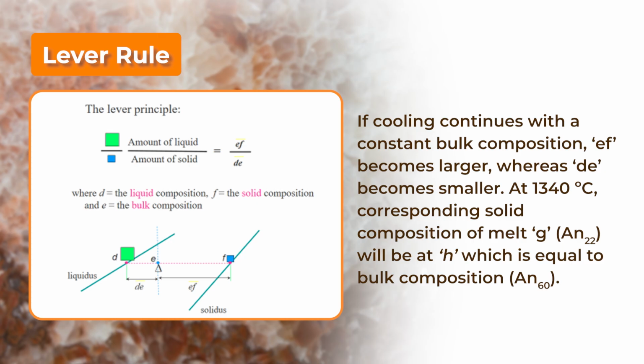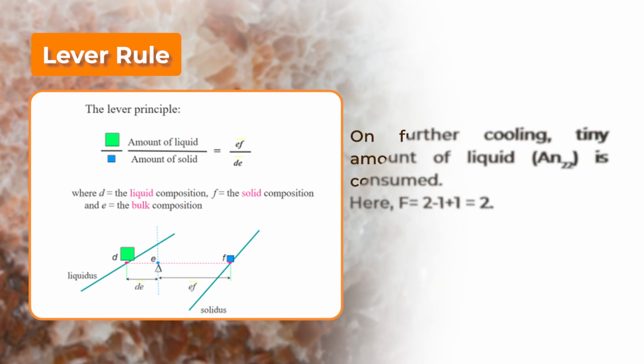In continuous cooling with a constant bulk composition, EF becomes larger, whereas DE becomes smaller. At 1340 degrees centigrade, the corresponding solid composition of melt G, that is AN22, will be at H, which is equal to bulk composition AN60. On further cooling, the tiny amount of liquid AN22 is consumed. Here F equals 2 minus 1 plus 1 equals 2.